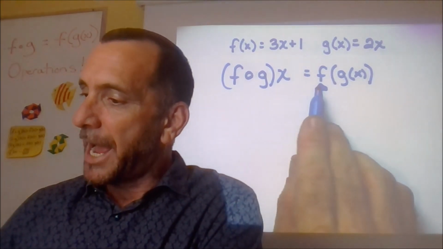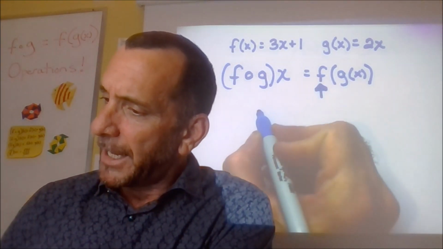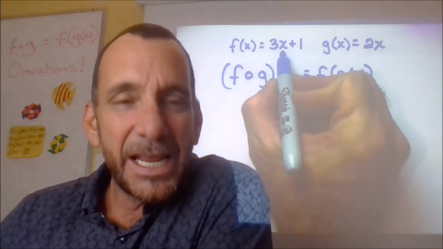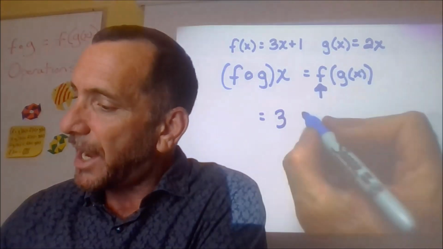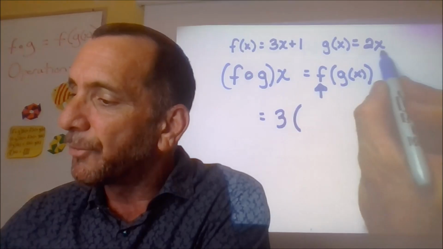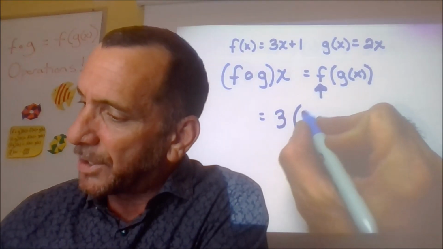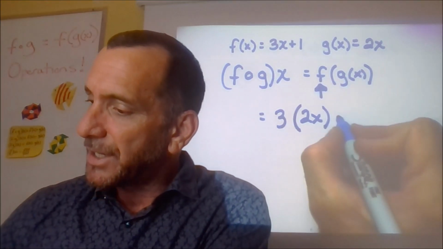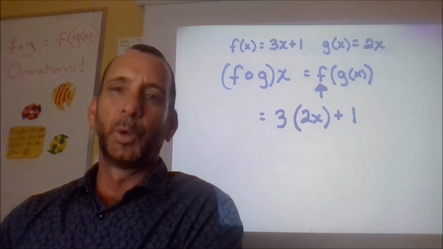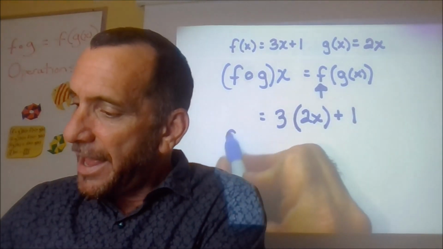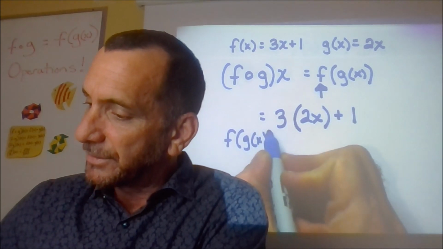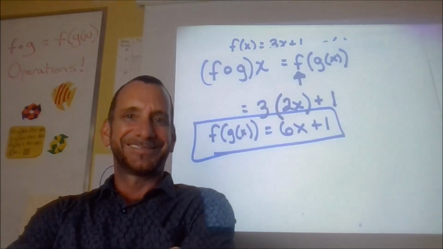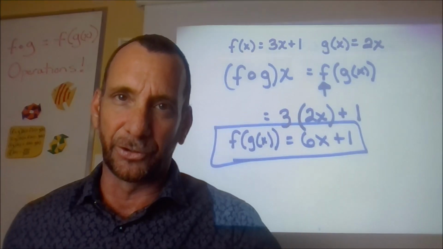So here we go. I'm going to start with my f of x and I'm going to say 3. But instead, when I get to the x, instead of writing x, I'm going to write parentheses and I'm going to write my g of x, which is 2x. 3 times 2x plus 1. Ooh, can I simplify? Oh yeah. f of g of x equals 6x plus 1, and that's my answer. Pretty easy.